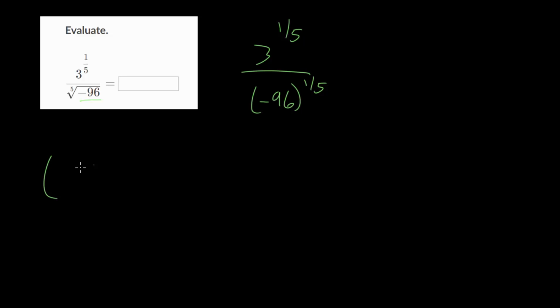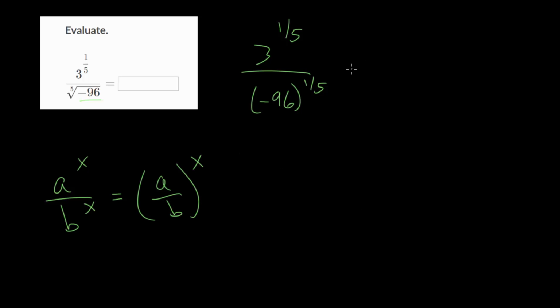So remember that when you have a quotient raised to the same exponent, so let's say you have a to the x divided by b to the x, you can rewrite this as a quotient of the bases, a divided by b, all raised to that x power. So since these have the same exponent, we can rewrite this as a quotient of the two bases, so 3 over negative 96, and then all of that is raised to the 1/5 power.